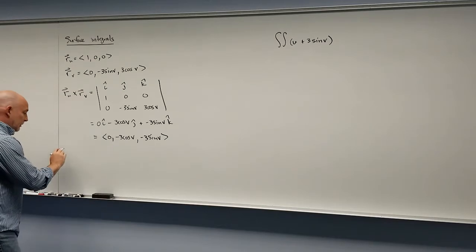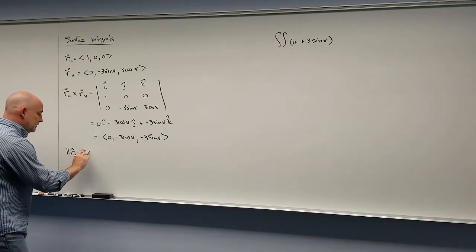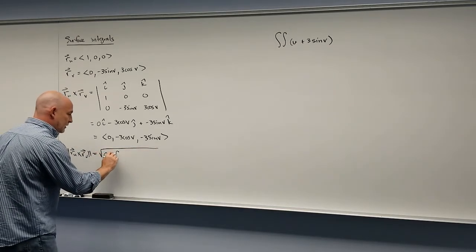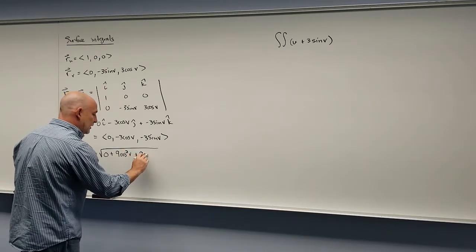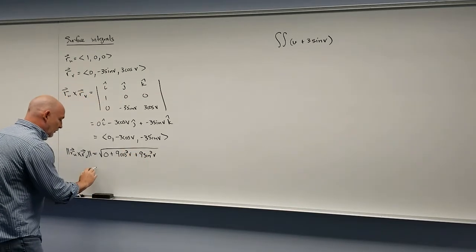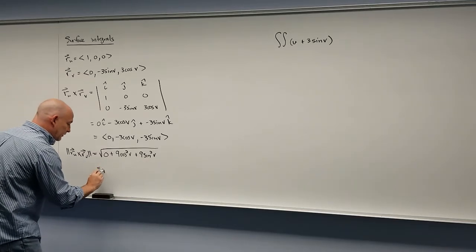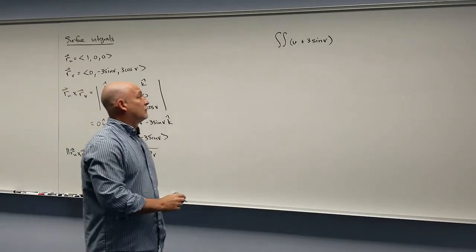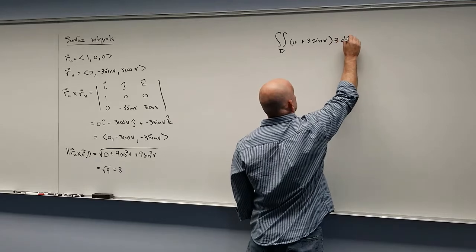For our formula, we know we need the magnitude of that, the magnitude of r sub u cross r sub v. That's the square root of 0 plus 9 cosine squared v plus 9 sine squared v. Hopefully it's pretty obvious here. You could factor out the 9, you get sine squared plus cosine squared, the square root of 9, or 3. So this is going to be 3 dA.